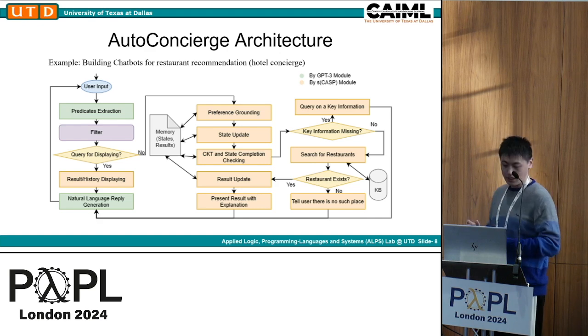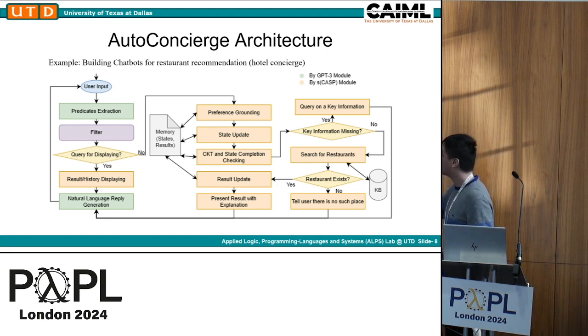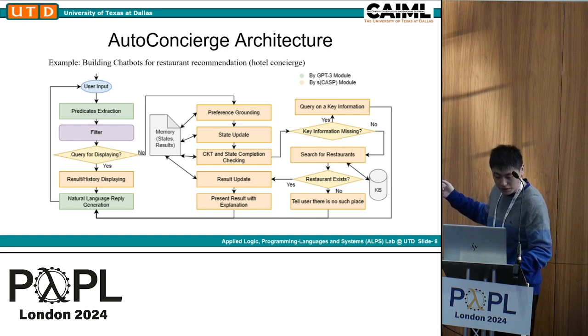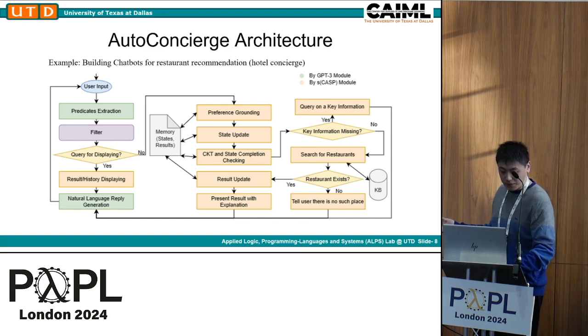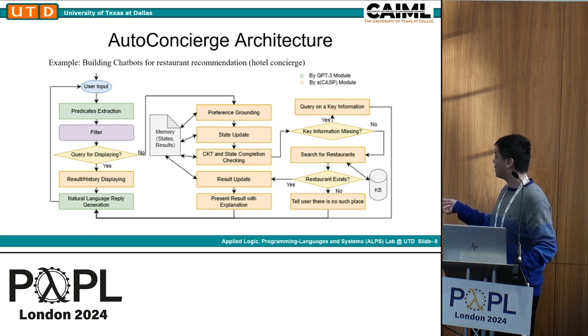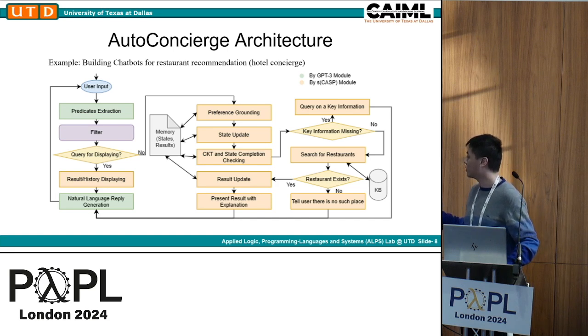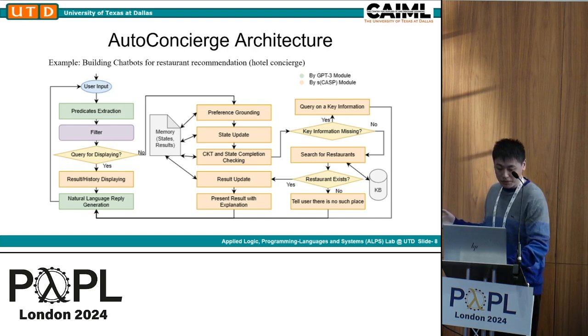The structure is like this: the user says something, and then we generate the predicates from GPT-3. We also apply a filter, because GPT-3's generation is not under control; it may hallucinate or generate something very weird, so you need to filter these things out. Then we check if they are querying for displaying, which means looking for some history recommendations. If not, you come to this step, which is for the generation of the recommendation.